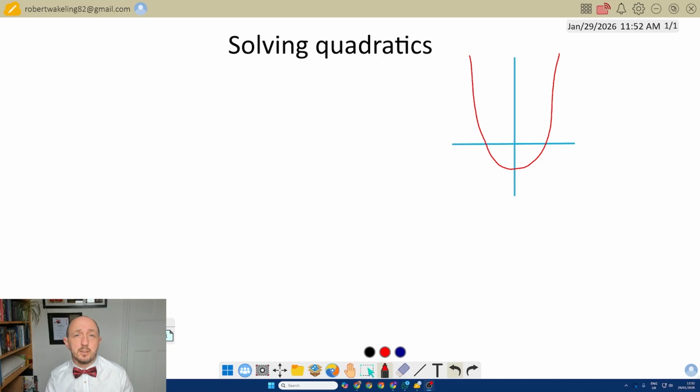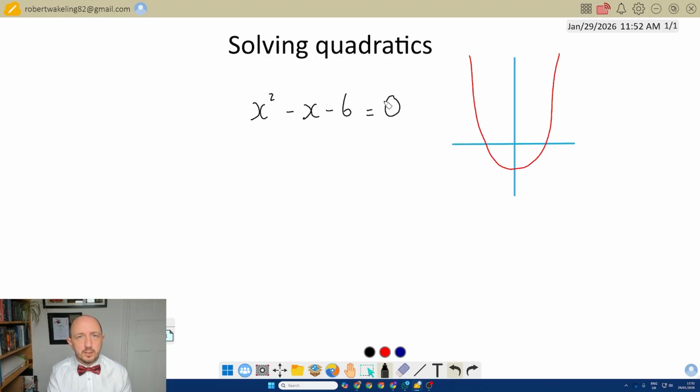In this video, we're going to be looking at solving a quadratic equation. So a quadratic equation might look something like this. And to solve it, we usually have equals 0 at the end. Okay, to solve a quadratic, we need to have equals 0.